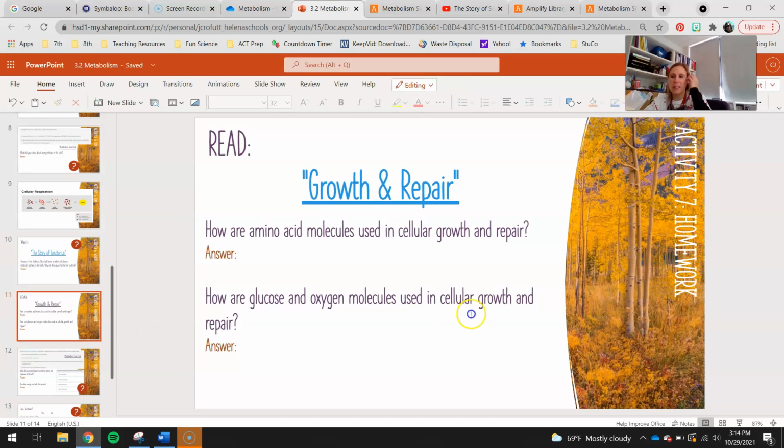All right, your final part of today's assignment is your homework. If you guys don't finish this in class, this is homework for you guys. It's due tomorrow, so make sure you get it done for tomorrow. You guys have another really short article to read. It's called Growth and Repair.